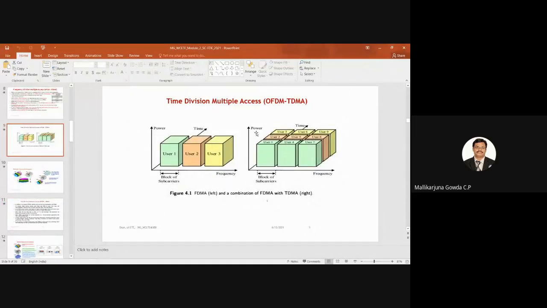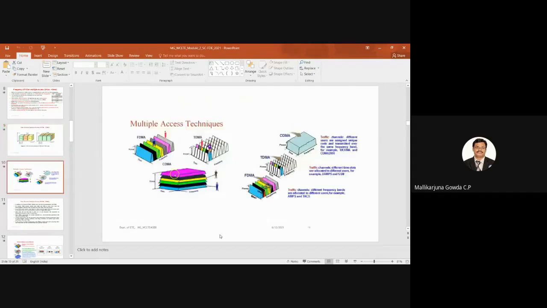So here what I said, the number of subcarriers means the block of subcarriers will be assigned to each user. Those blocks of subcarriers are the same for users 1, 2, 3, but they will be talking over different time intervals, right? So that is the meaning of this. That is OFDM-TDMA.